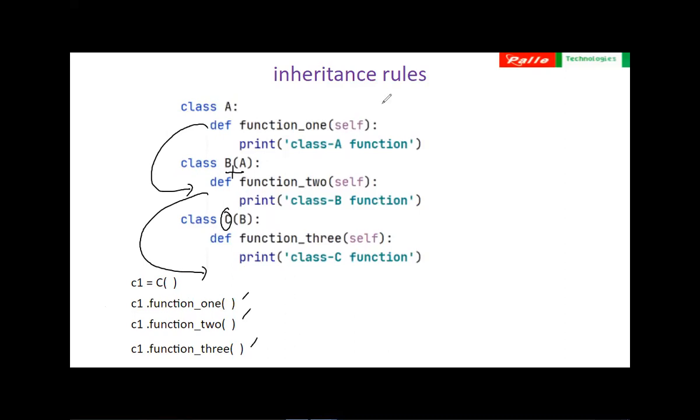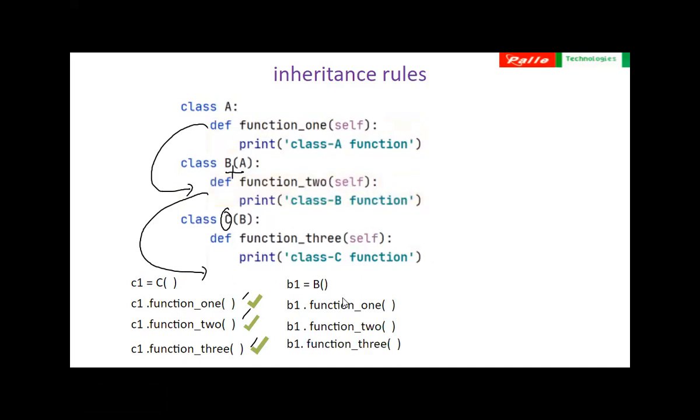Now let's take the next example. So now I'm writing B1 is equal to B. Now tell me, which class object am I creating? B class object. So if I write B1 dot function 1, will it work? It should work. B1 dot function 2, will it work? Definitely it should work. What about B1 dot function 3? Now B1 dot function 3 will give me an error.